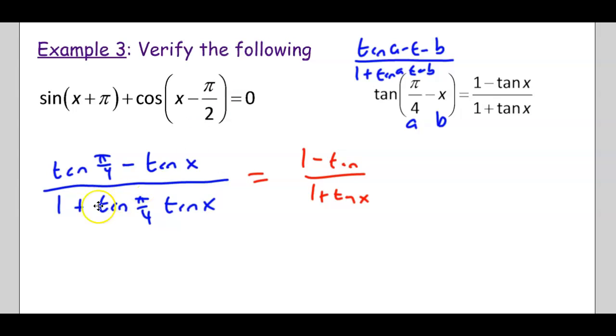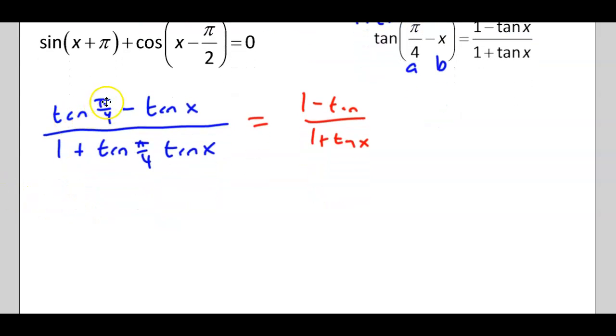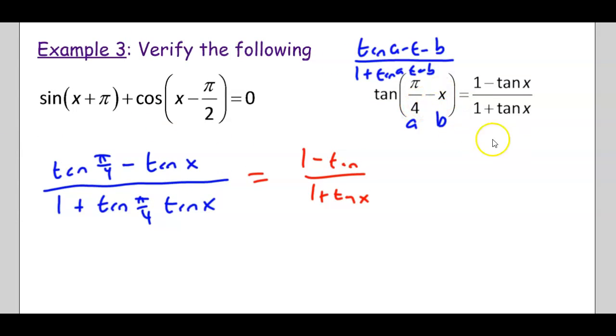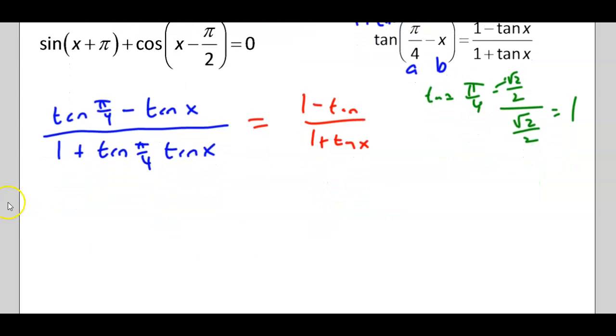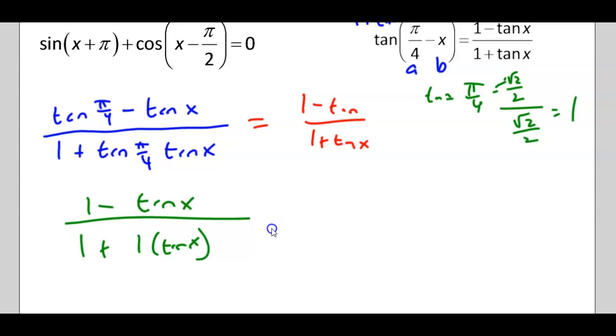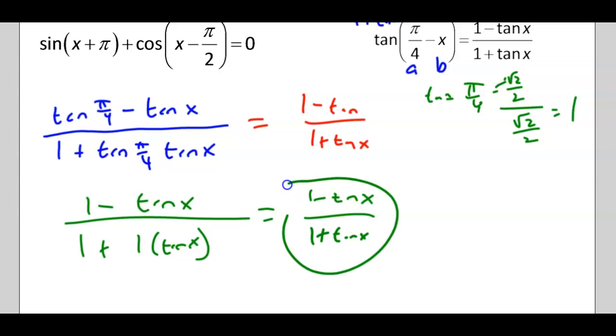Right? So now, right quick, what's tangent of pi over 4? Yeah, radical 2 over 2 divided by radical 2 over 2, which is 1. Y'all see it? So this is 1 minus tan x, and this is 1 plus 1 times tan x, right? This equals 1 minus tan x all over 1 plus tan x. Let's verify.